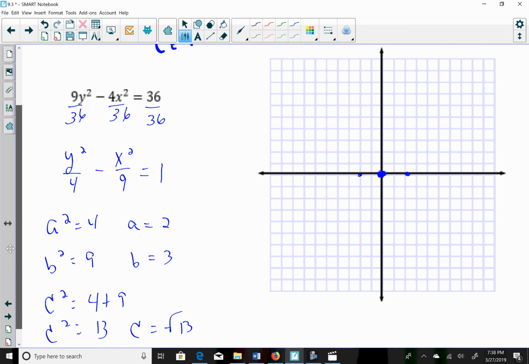Oh, no, I'm not. My bad. My vertices, sorry about that. My vertices are going to go with the y coordinate. So I should be going up and down. So I'm going to go up 2 and down 2.